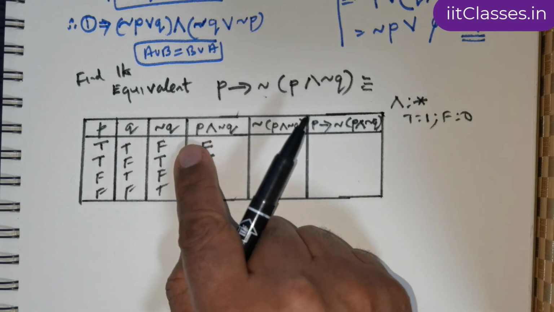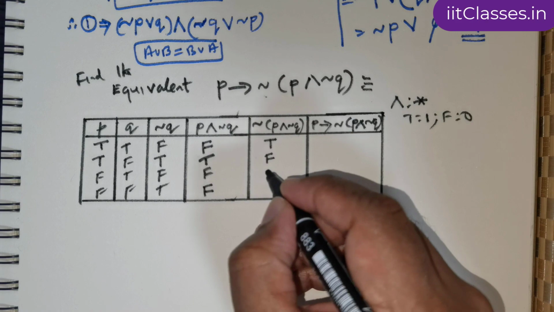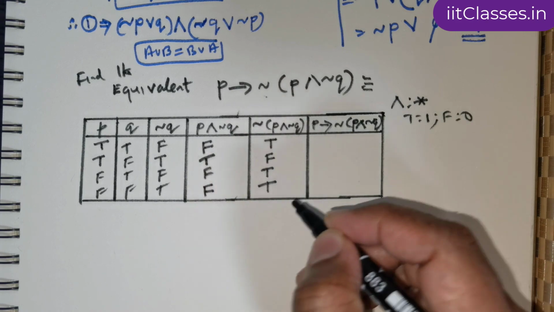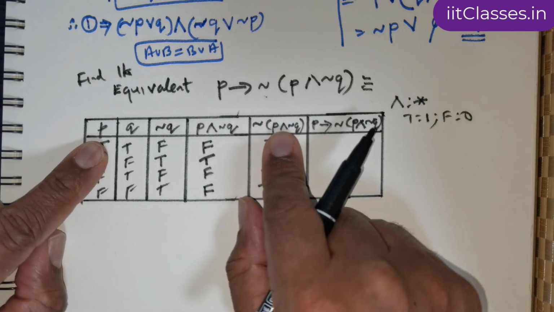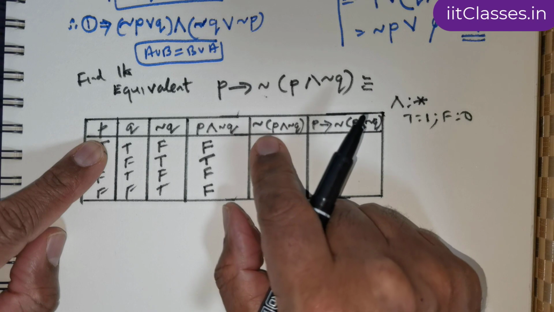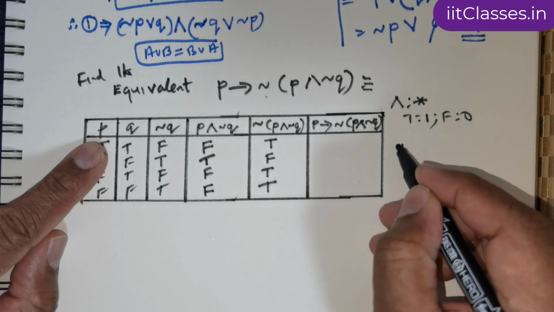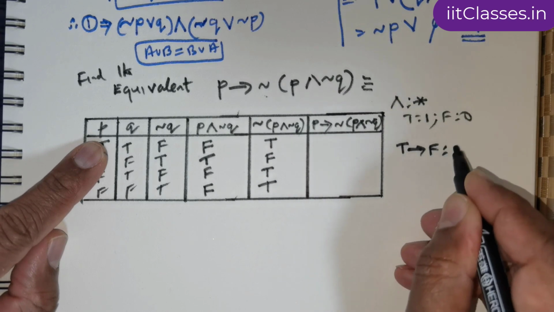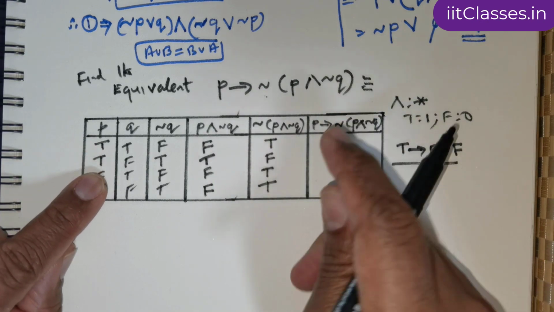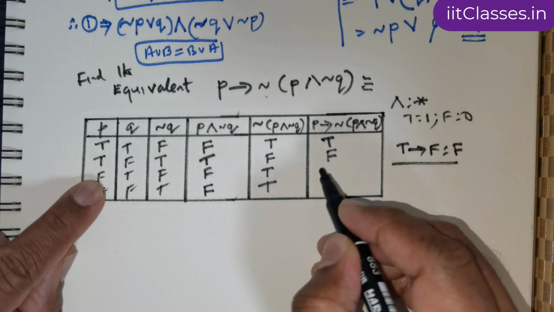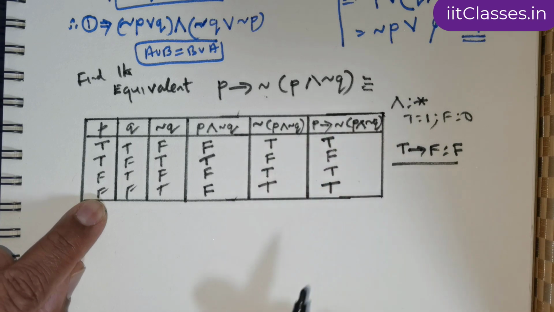Now we need to take the negation of this. So negation of F is T, negation of T is F, negation of F is T, negation of F is T. Now we need to obtain P conditional of this statement, negation of P conjunction negation Q. So we will use this law, T going to F is taken to be F. So T going to T is going to be T, T going to F is taken to be F, F going to T is T, F going to T is T.